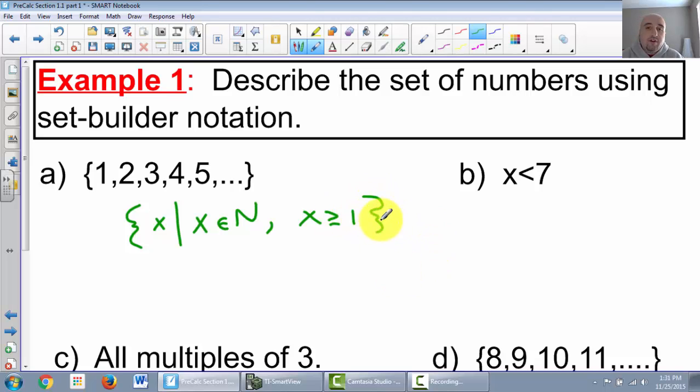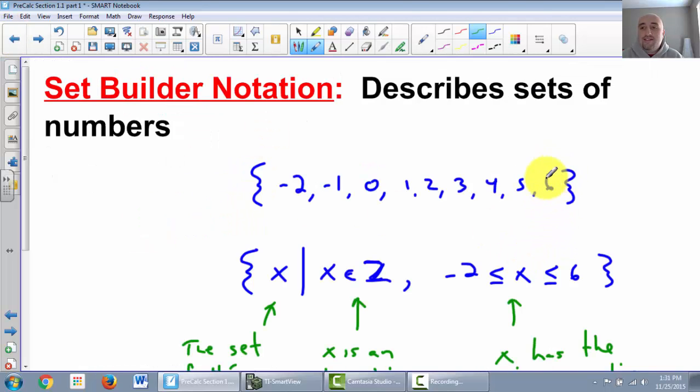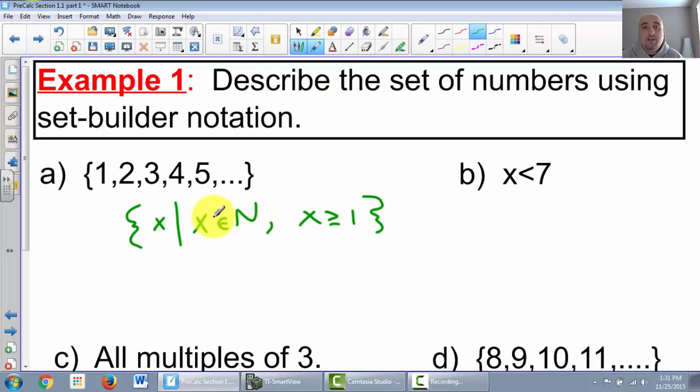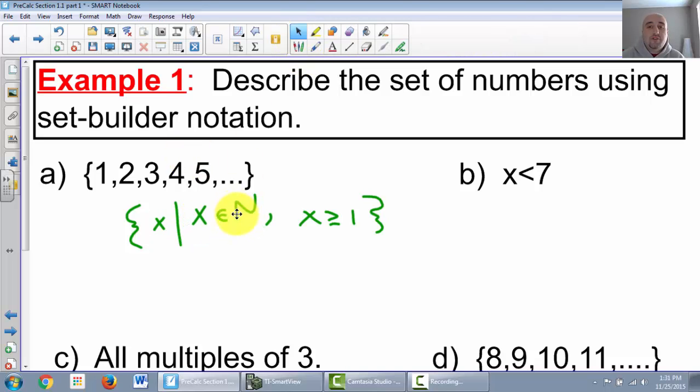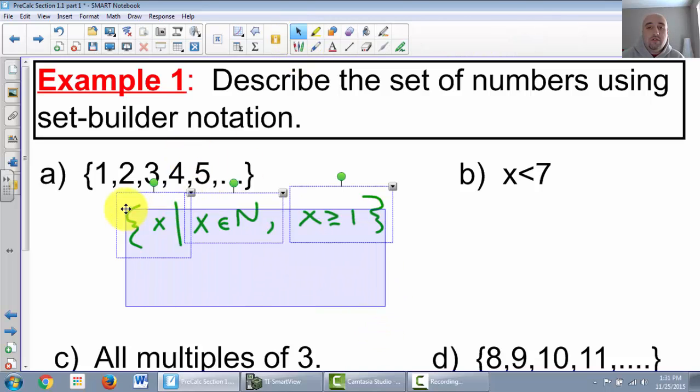Now, why don't I have it tell me where I need to stop? The last one went to 6 and it stopped. It didn't have any dots, so it doesn't go any further than 6. This one keeps going. The comma, dot, dot, dot means it keeps going. So it's all numbers bigger than 1, and we're talking about natural numbers, so 6, 7, 8, 9, 10. Okay, so this is a little confusing at first. So let me slide this one over.